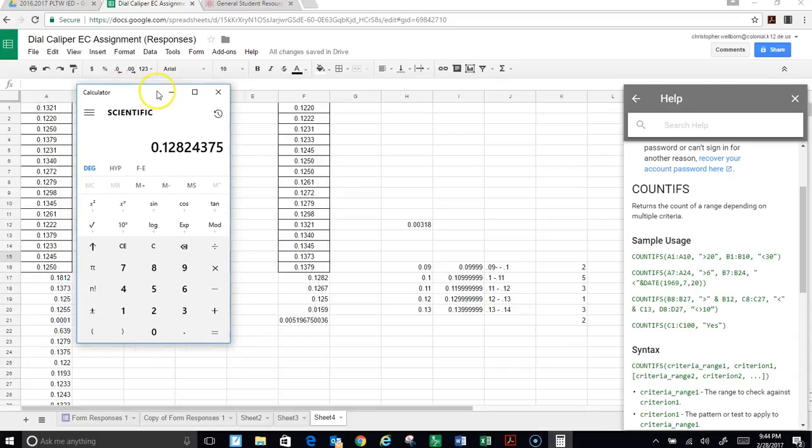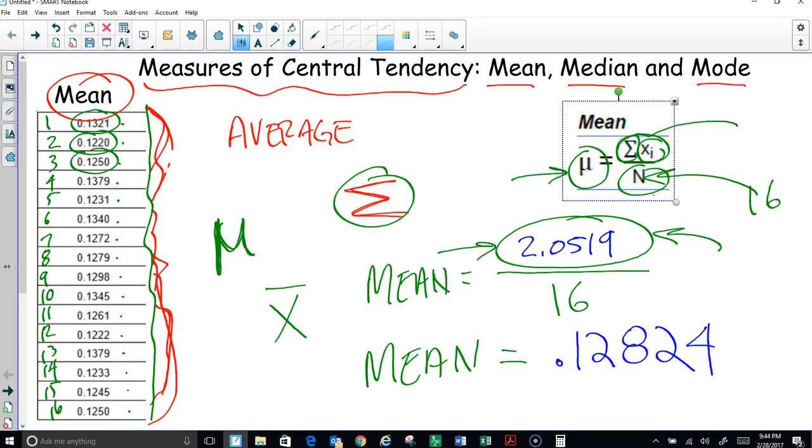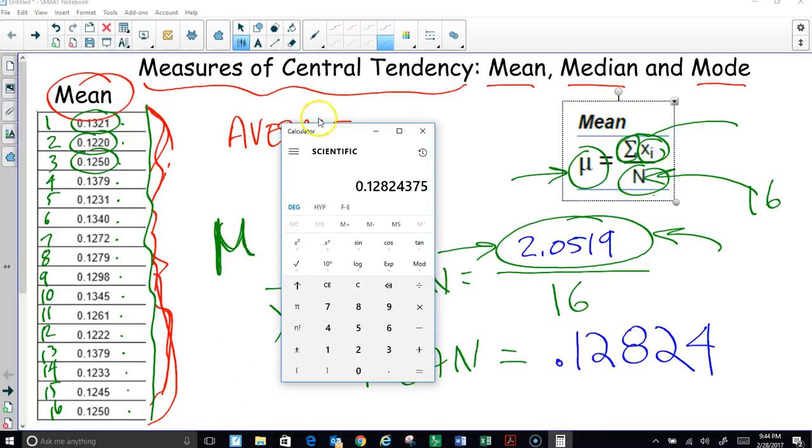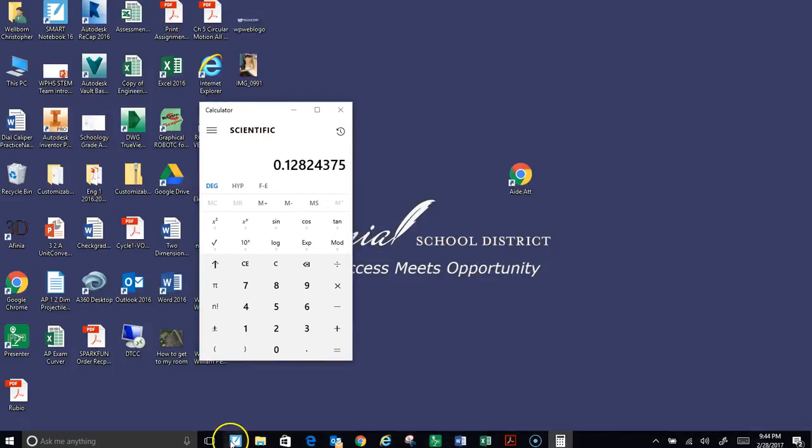Alright, so welcome back. And what you would have done, or should have done by now, is, let me do this and this. Okay, so here's my little virtual calculator. Whoops, where'd it go? Hey, come back. There we go.